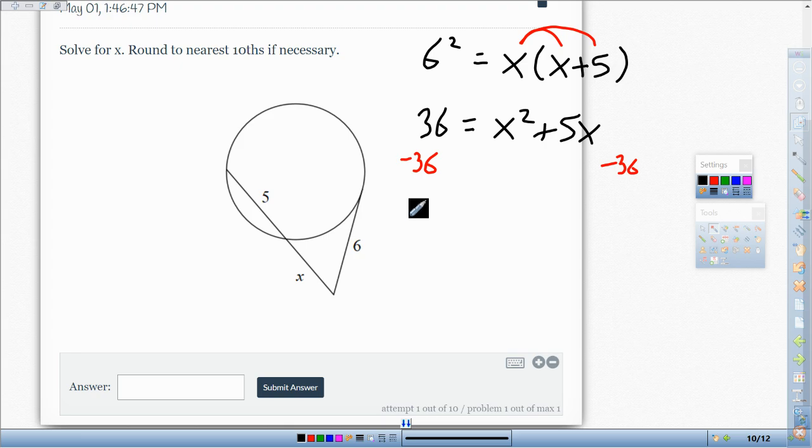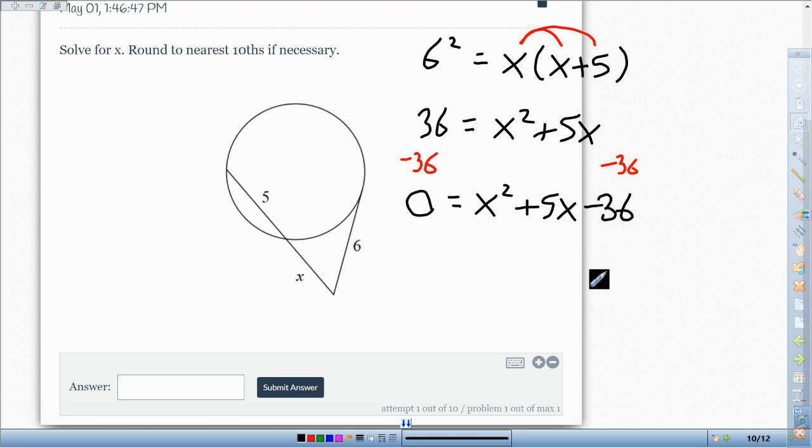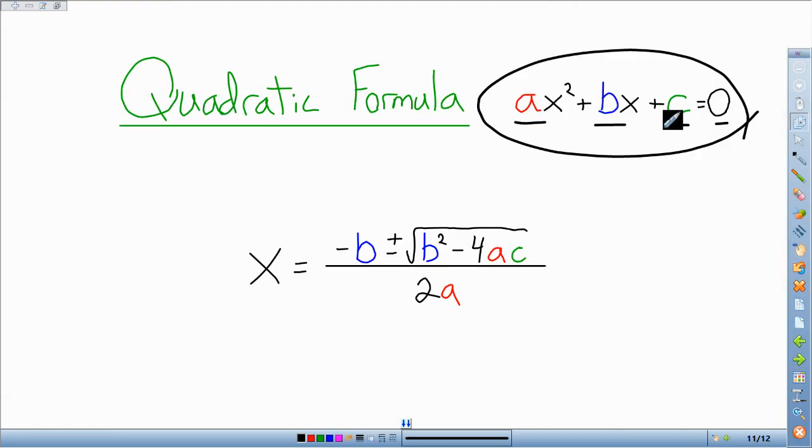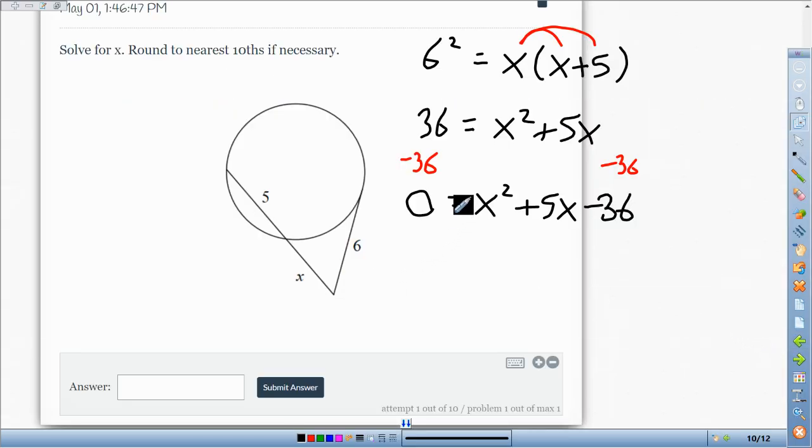Okay, so what happens is it gives me 0 equals x squared plus 5x minus 36. Notice the order that I'm putting these terms. This is the order that you have to use to be in standard form and to identify a, b, and c. Let's make it obvious, so invisible 1 here. So a is going to be 1, b is going to be 5, and c is negative 36. If there's negatives there, don't forget them.